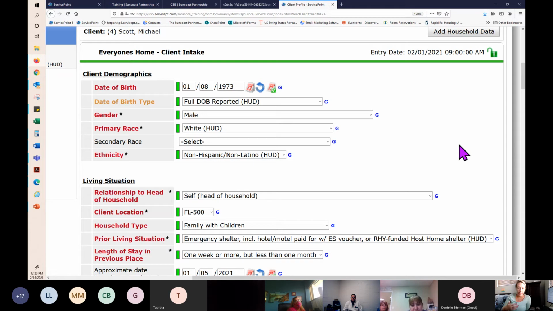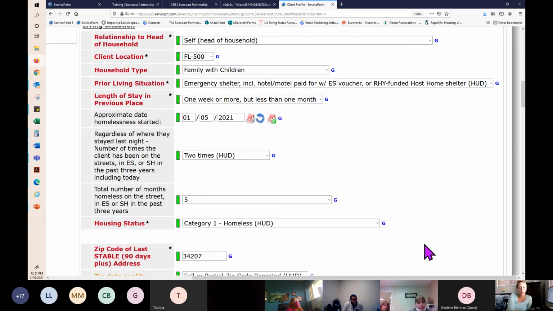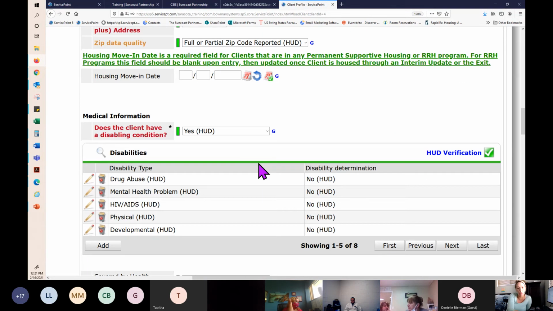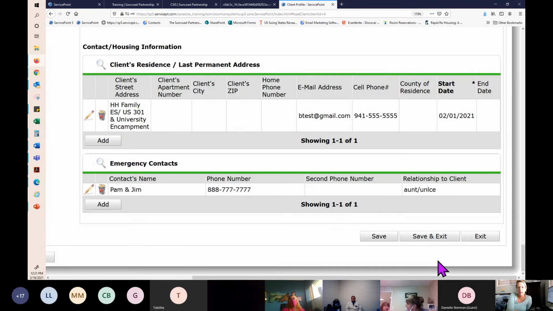So our Everyone's Home client intake, because we just collected this information when we created the client, we know that all of this information is complete. It's all current, it's all consistent, and it's all correct because we just entered it. If we were working with clients and entering them into the system for the first time and the household was already created, we would not want to assume that the data is correct, just because there's data here. We want to ask and answer every question. But because we just did this with Brandon when we created our household, we can simply scroll to the bottom and save and exit.